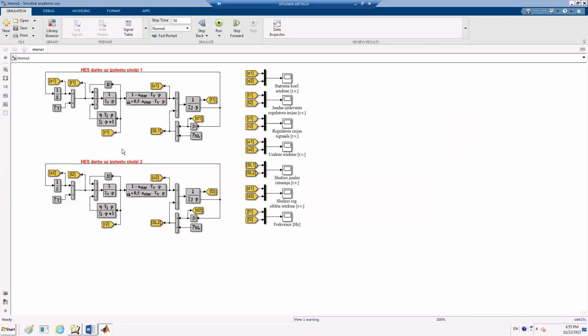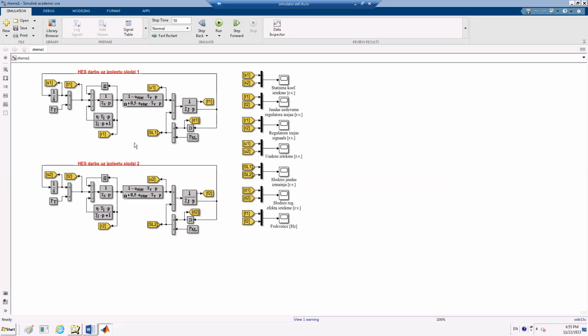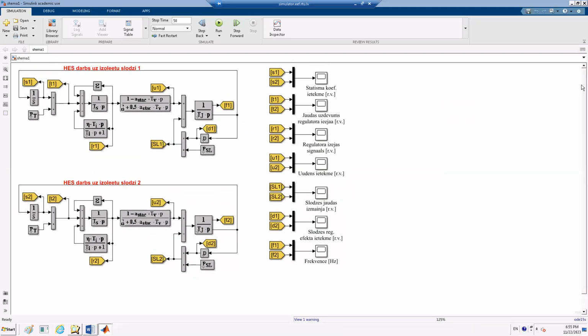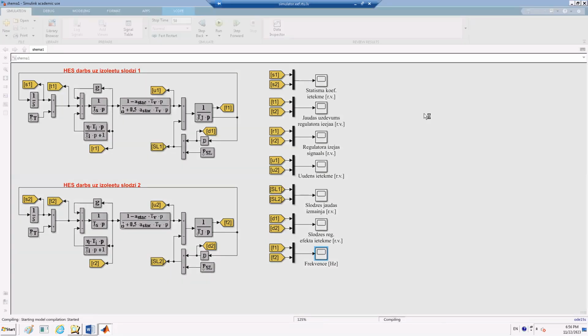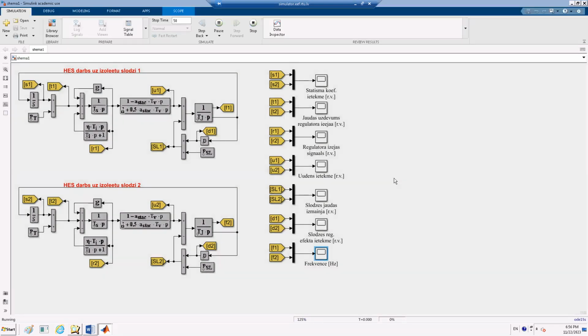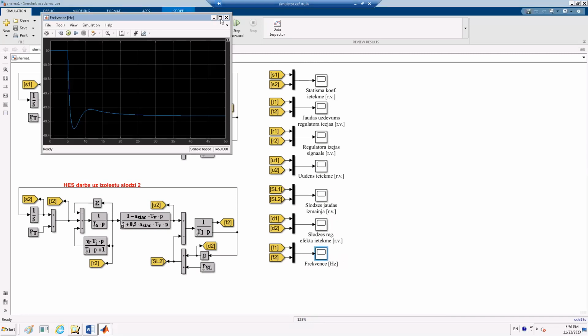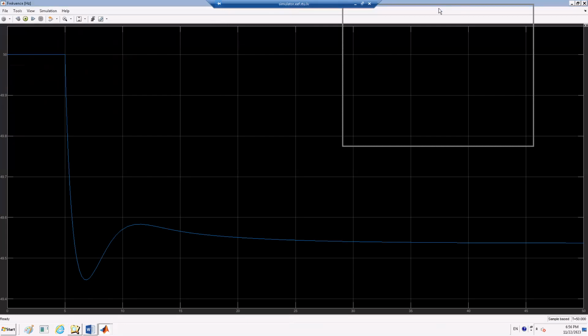Let's come back to the scheme. So here we go. We have two schemes. They are equal, with the idea to see the difference, and we use only this last scope to see the frequency. We're interested only in the frequency. Let's press run to play the model. It is ready. Here we could see only the blue line because they are equal.